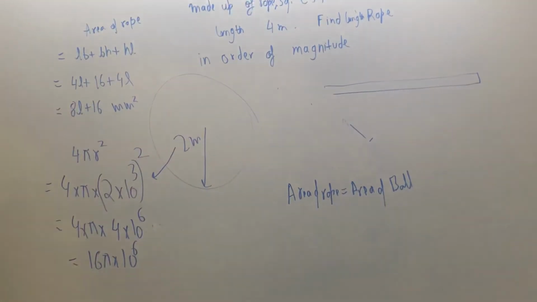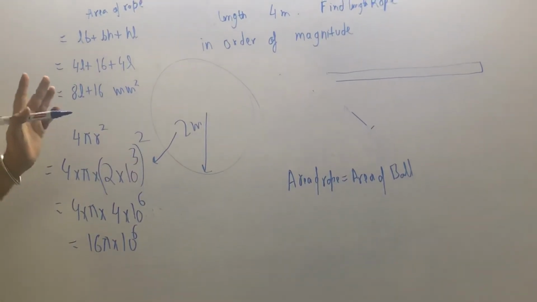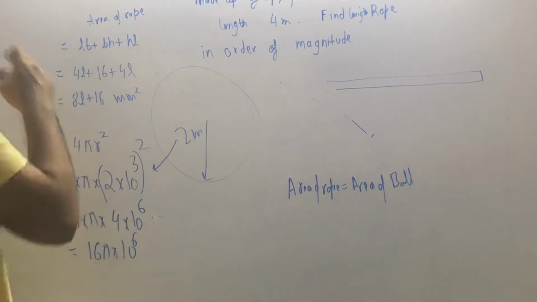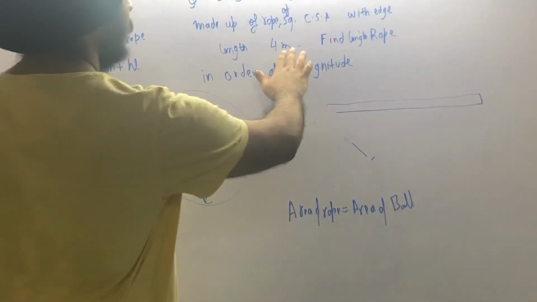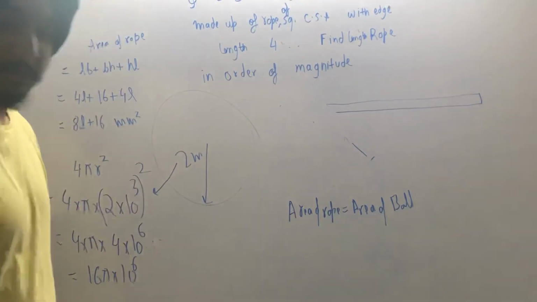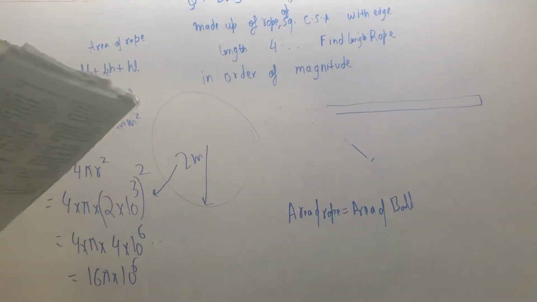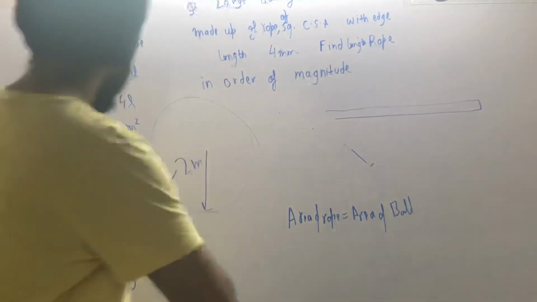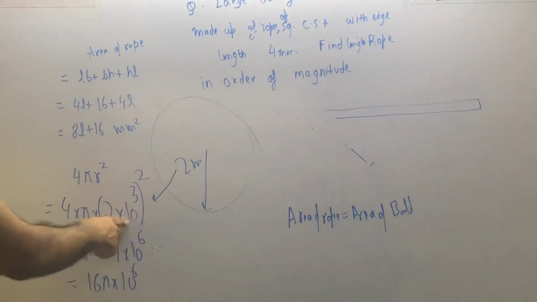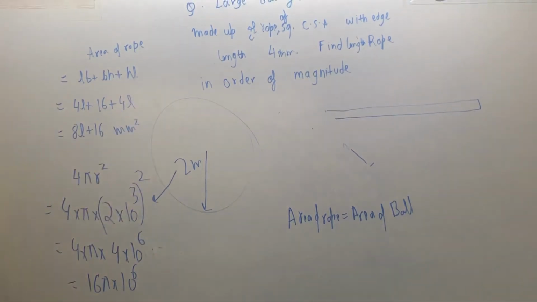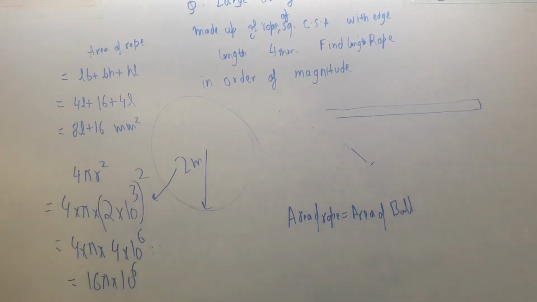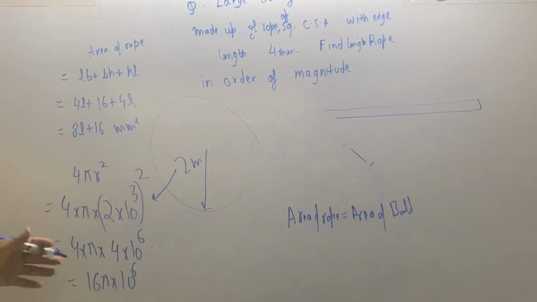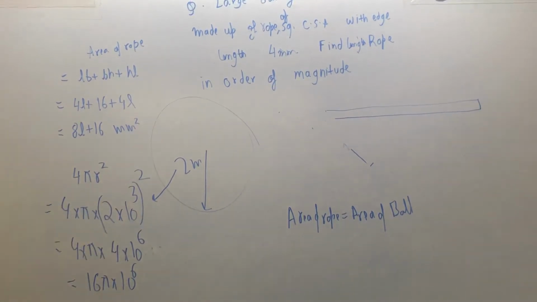Okay, I think I made a mistake. I need to confirm whether the edge length is 4 meter or 4 mm. It is 4 mm. That's why I converted the 2 meter radius into mm, multiplying by 10 raised to the power 3 so that it is converted into mm. The radius is given as 2 meter, so the area will be 4 pi r squared.